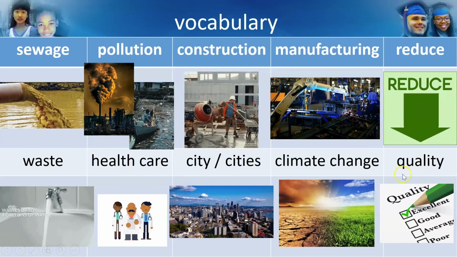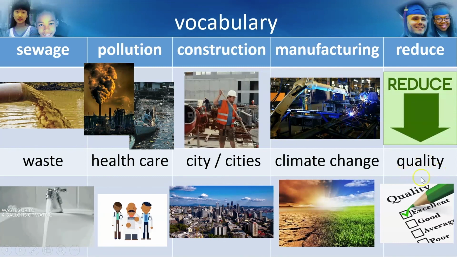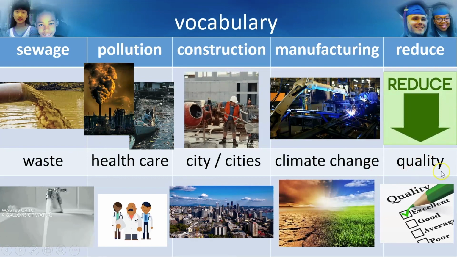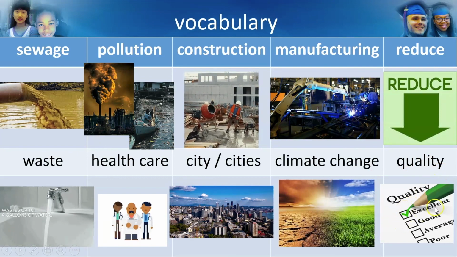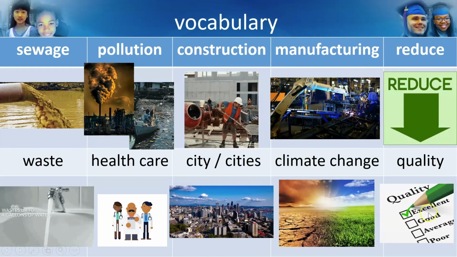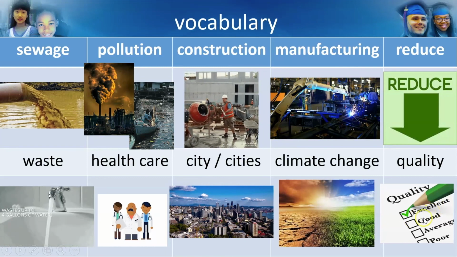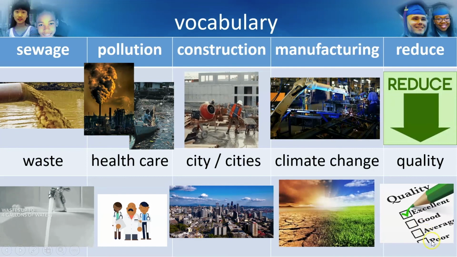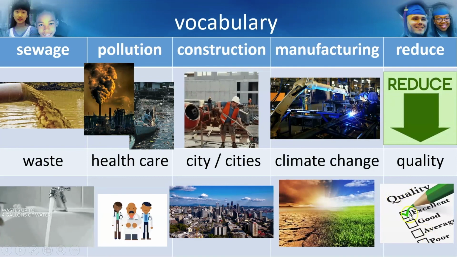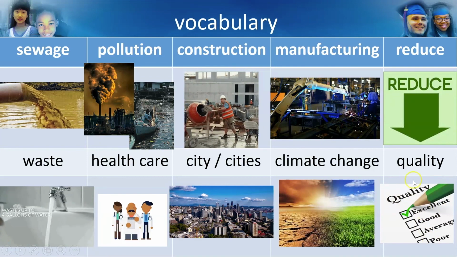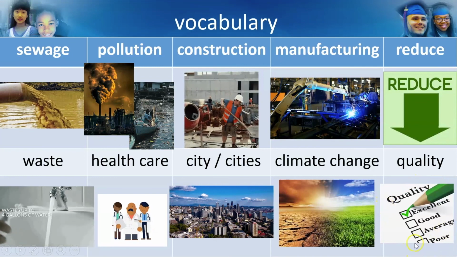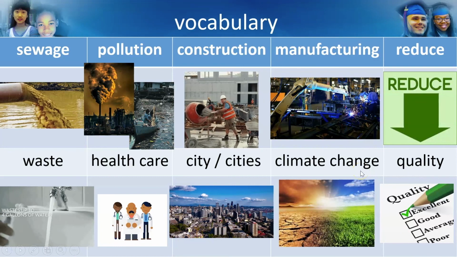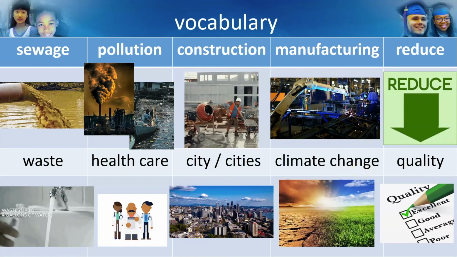And lastly, we have quality. Quality. Here we have different forms of quality. We've got excellent, which is very positive, very, very good. Then we have good, average, and poor. So if something is high quality, it is excellent. If it is low quality, it is poor. Now let's read the 3 paragraphs.